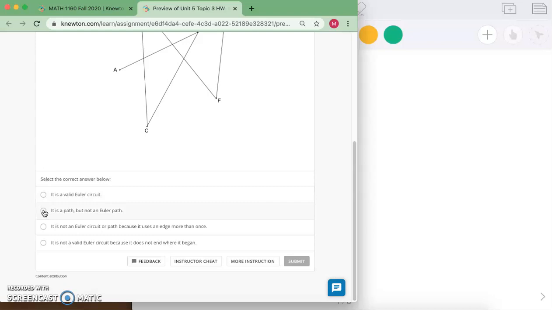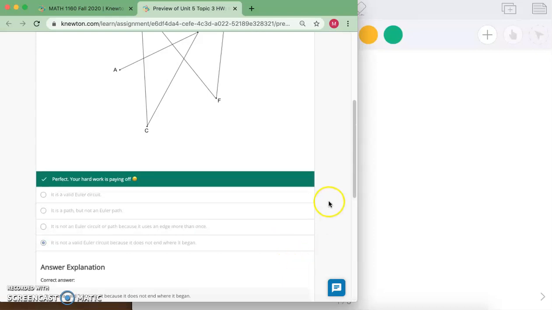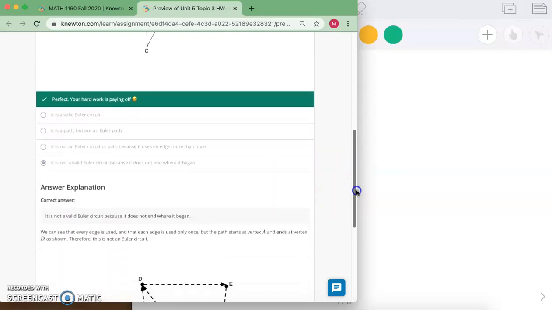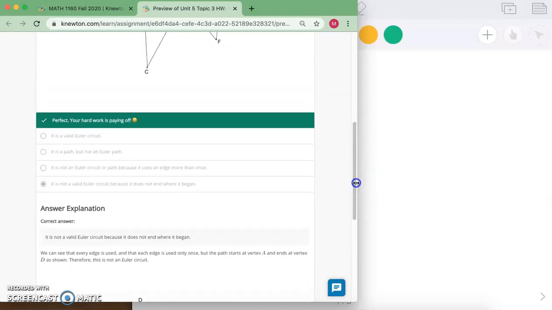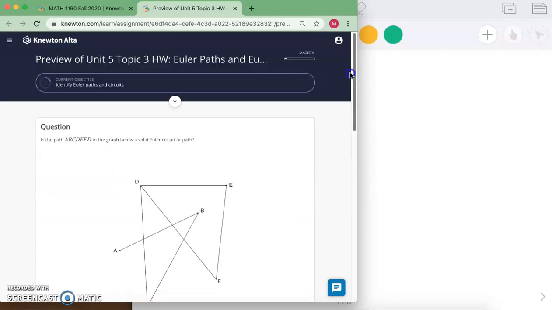Well, we are saying there is an Euler path. It is not an Euler circuit or path because it uses an edge more than once. Not true. And it is not a valid Euler circuit because it does not end where it began. Well, that is true. So let's see. Perfect. Your hard work is paying off. So even though it being an Euler path wasn't an option, we were able to find the right one, that it's not an Euler circuit.